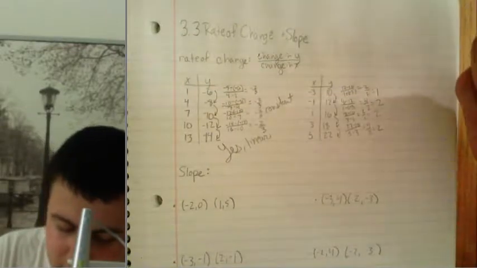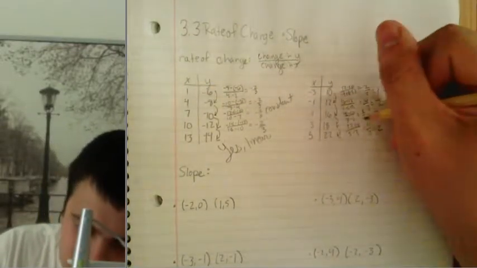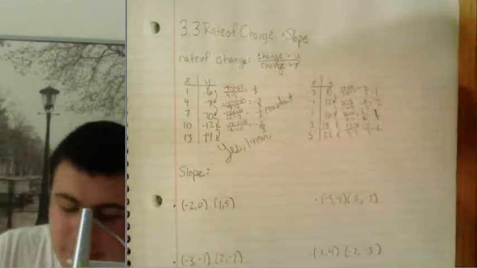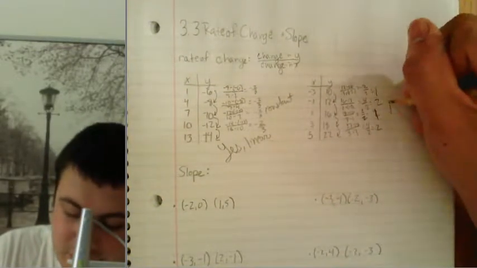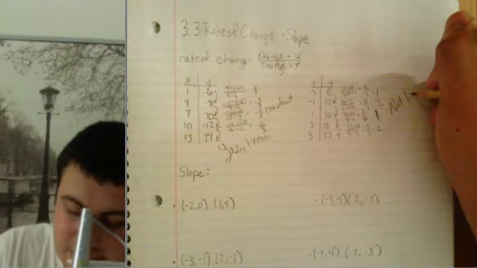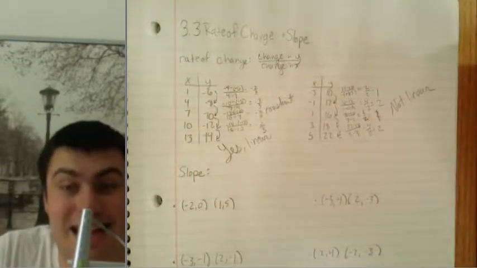Let's see, I made a mistake. This should be 2 over 2, and this being 1. Regardless, we see we have a rate of change of 1, 2, 1, and 2. So this is not linear because it is not constant.